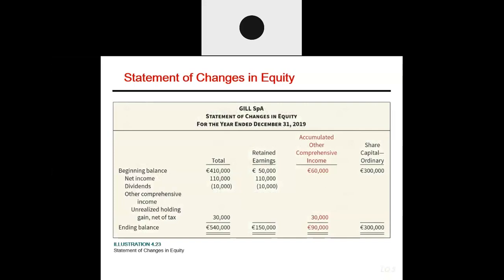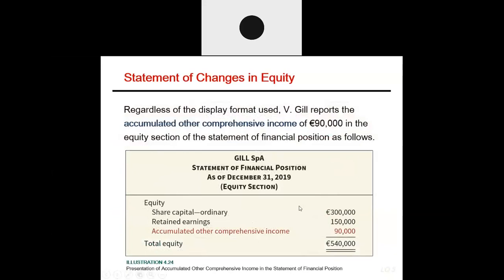The statement of changes in equity presents the changes in permanent shareholders' accounts. Okay, so here it discloses the source of changes in the permanent shareholders' equity accounts. So regardless of the display format used, let's say the company Gil Spa reports the accumulated other comprehensive income of 90,000 in the equity section of the financial position as follows. Okay, so you will show the accumulated other comprehensive income or reserve under the equity section in the statement of financial position.